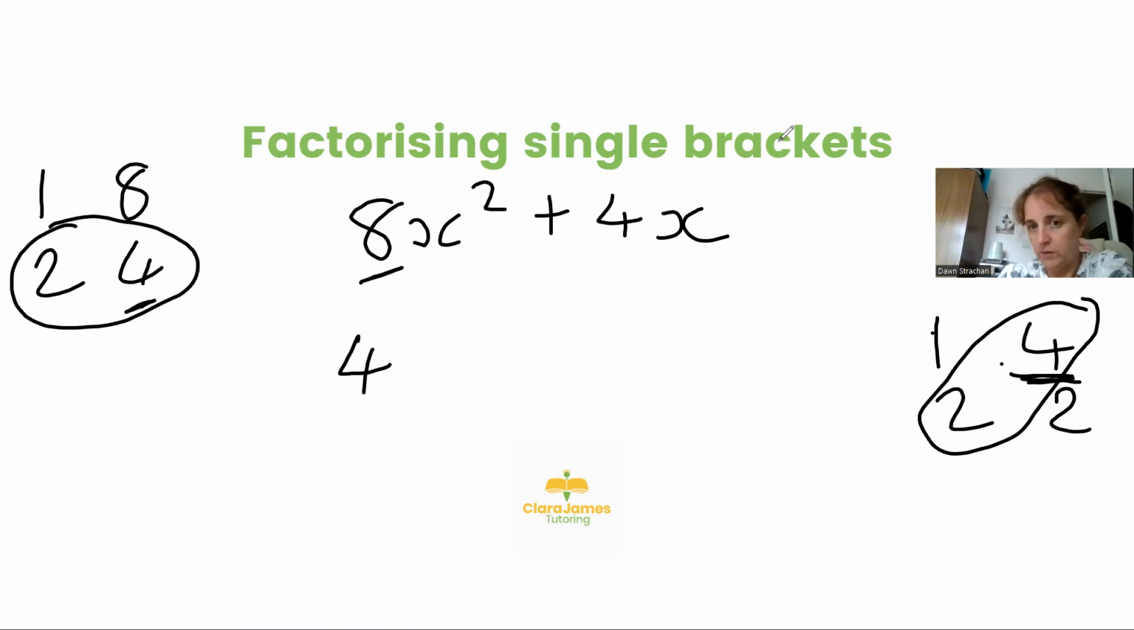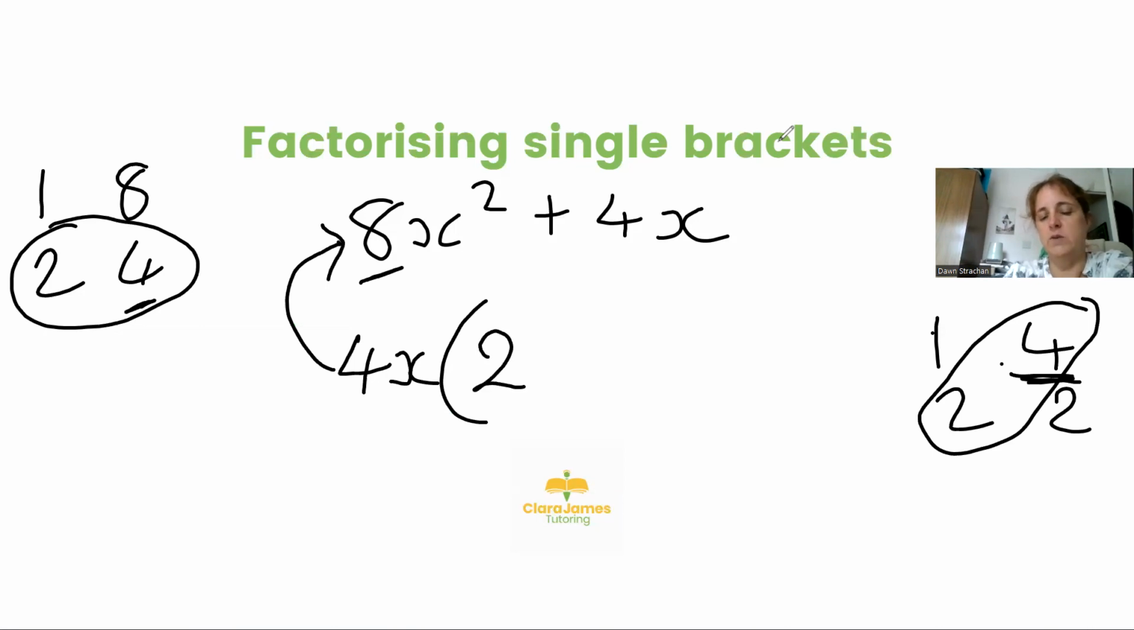And like the other one that we've just done, they've both got an x in common. So we can put an x on the outside of our brackets as well. So that gives us 4x, okay? And then we'll open our brackets. So the first question is, how many times does 4 go into 8? And our answer would be 2. And then we'd ask ourselves, how many times does x go into x squared? x times x is x squared. So we'll pop that there.